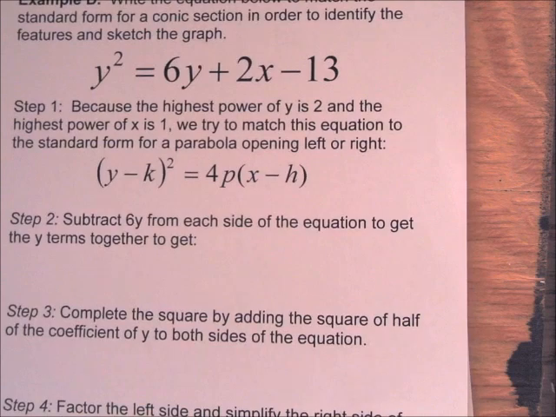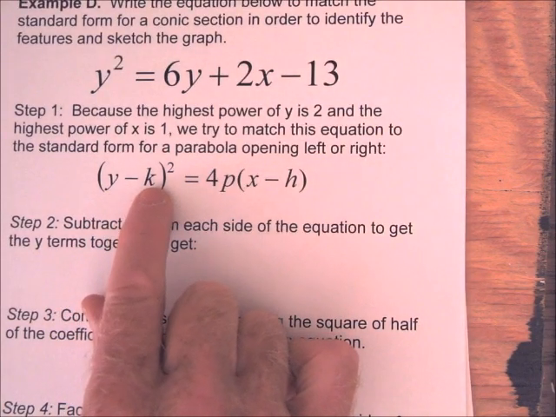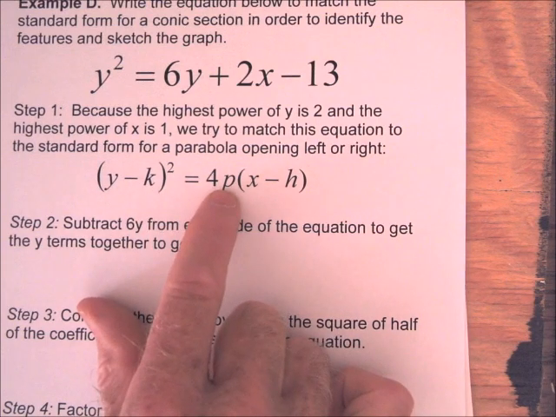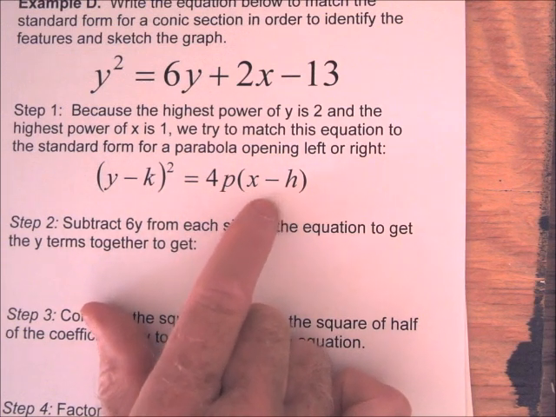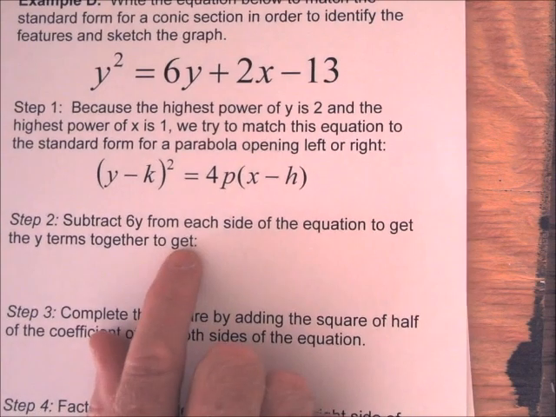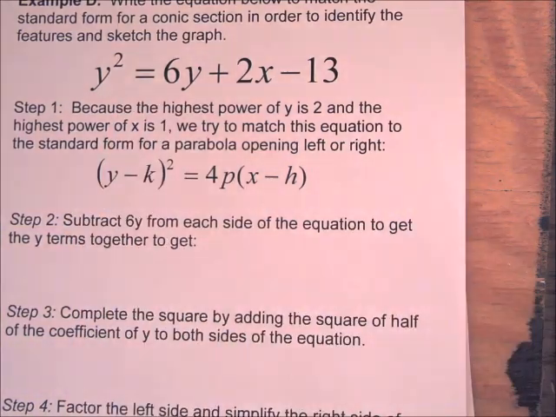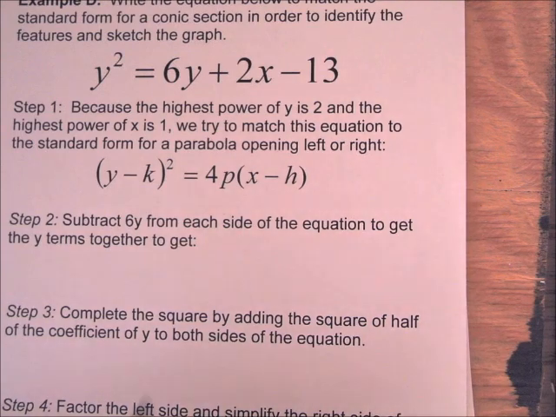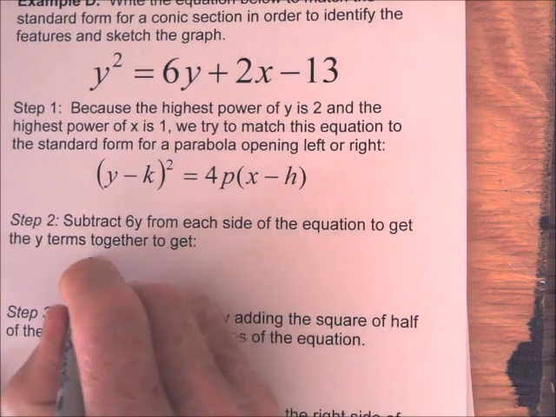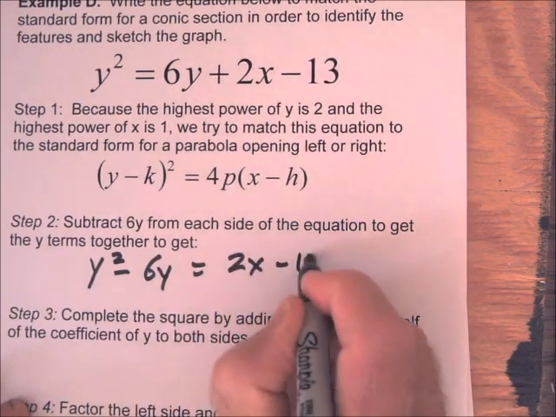So we want to try to match it to this form here, because we have the y squared: y minus k quantity squared equals 4 times p times quantity x minus h. And that will help us to identify the features of the parabola. So to get it in that form, we want to subtract y from both sides so that we have both the y terms on the left side. So we'll have y squared minus 6y equals 2x minus 13.